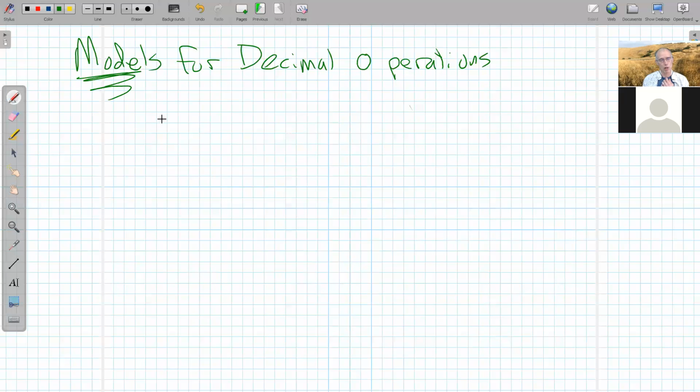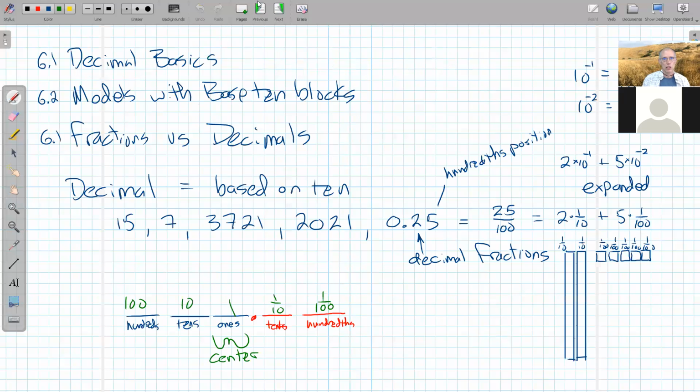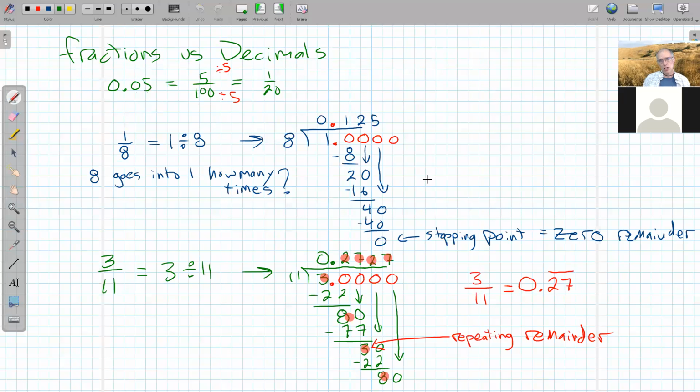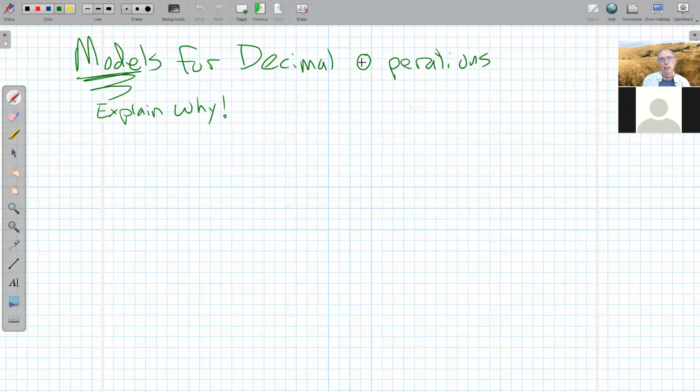So remember what a model means. A model has to explain why, versus an algorithm, which is just how do you do it. Back here, I was using a division algorithm to do this. I didn't really explain why. I didn't draw any pictures. I'm just saying, follow these steps, you'll get the answer. So that's an algorithm. It's a series of steps. A model explains why you get the answer you got, not just how you get the answer. So again, the key is why.